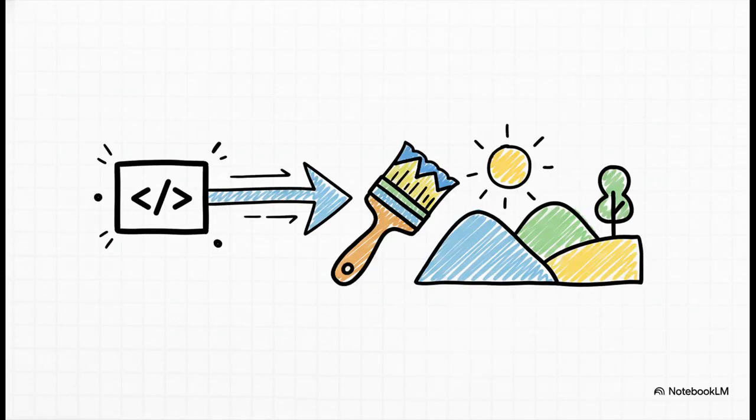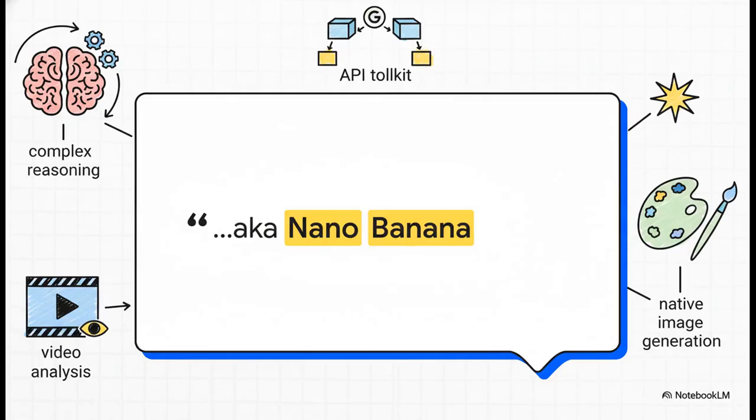Let's zoom in on one of my personal favorite features, because it's a perfect example of just how powerful this API is. We're talking about creating images directly without needing a separate tool or anything. And get this, the internal code name for the model that does this is Nano Banana. No, I'm not kidding. It's a fun little peek behind the curtain that just goes to show even the most advanced tech can have a great sense of humor.